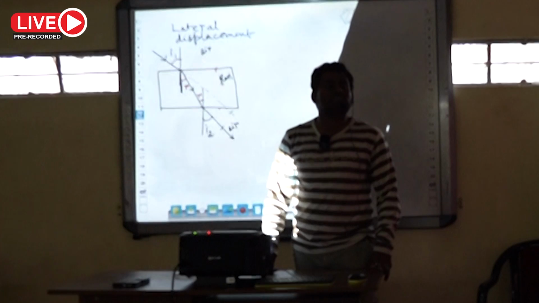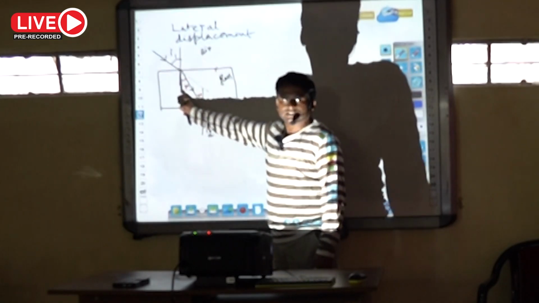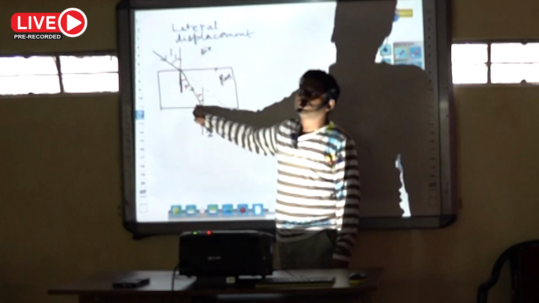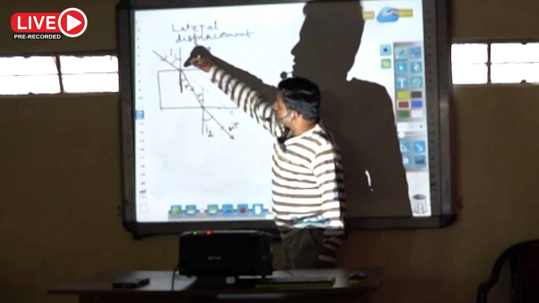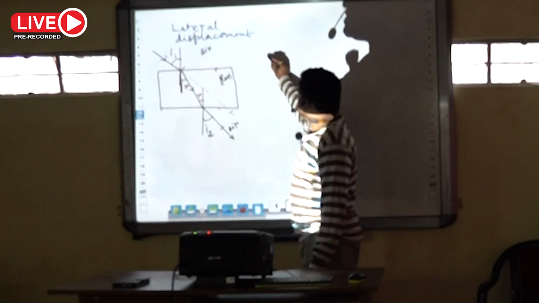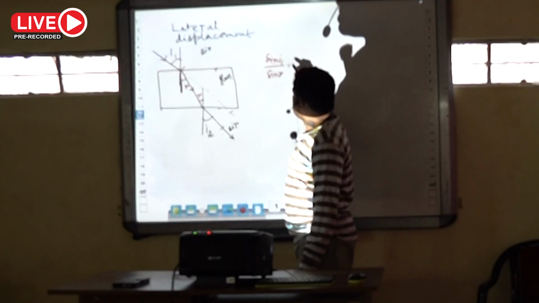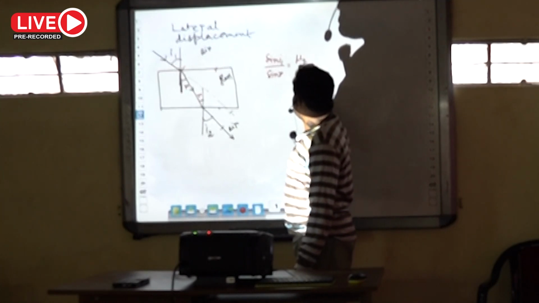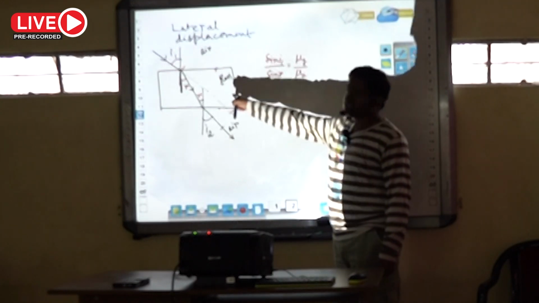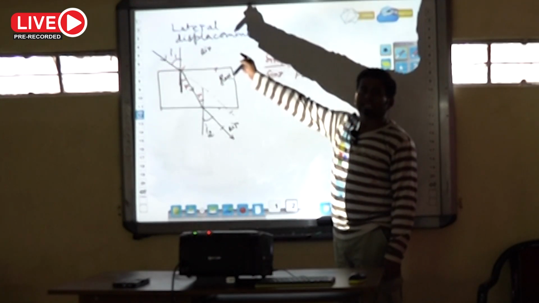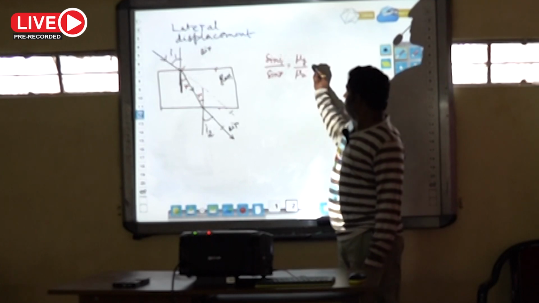The angle R is the angle of refraction for the first surface and this R is the angle of incidence for the second surface. These two are equal. Then apply Snell's law for this first refraction. I can write sin I1 by sin R equals mu G by mu A, that is refractive index of second medium by refractive index of first medium. Here second medium is glass, first medium is air, because light is traveling from air to glass for first refraction.